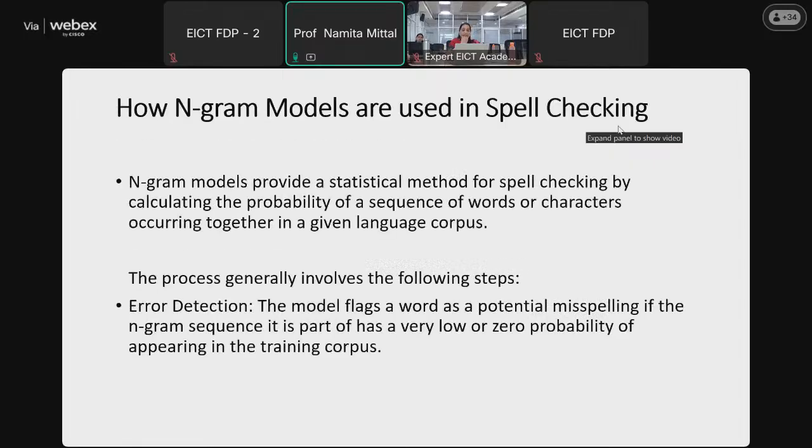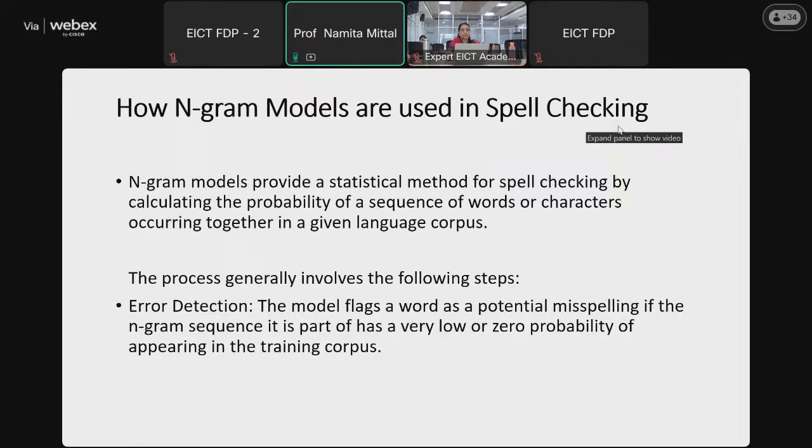So how are n-gram models used in spelling checking? We'll take it in detail. N-gram models provide a statistical method for spell checking by calculating the probability of a sequence of words or characters. By default, it is characters in terms of spelling, and words in terms of completing the sentence. The process generally involves steps like error detection. If you write a word with a misspelling, the model flags it as a potential misspelling if the n-gram sequence it is a part of has a very low or zero probability.